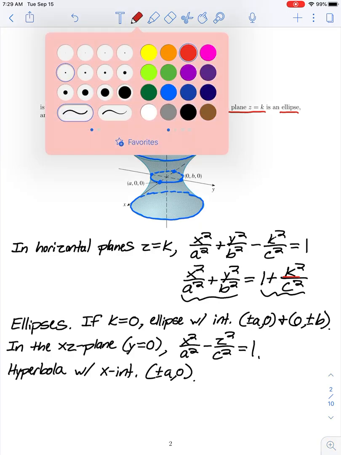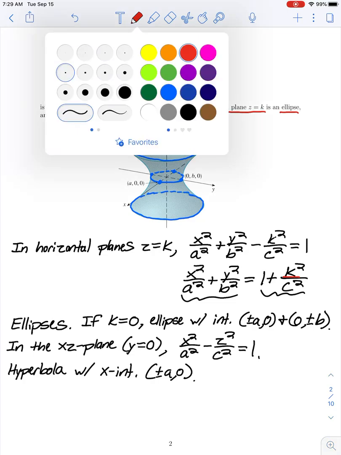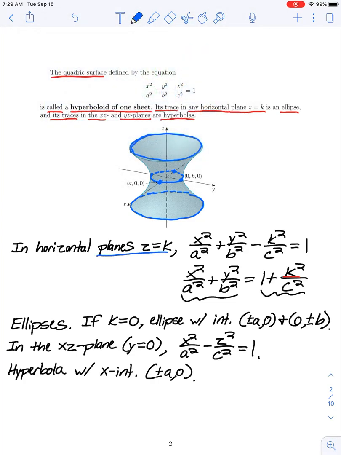So if we're considering our curve, let me maybe color code this again. In our horizontal planes, we had ellipses, which were sketched here. If we consider the xz plane, we have a hyperbola whose x-intercepts were at plus or minus a, and it has no z-intercepts. So here our hyperbola in that xz plane would look something like this.